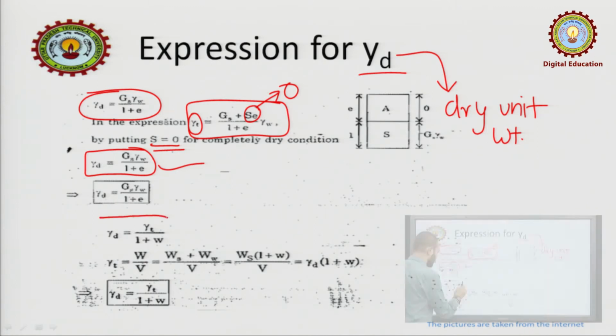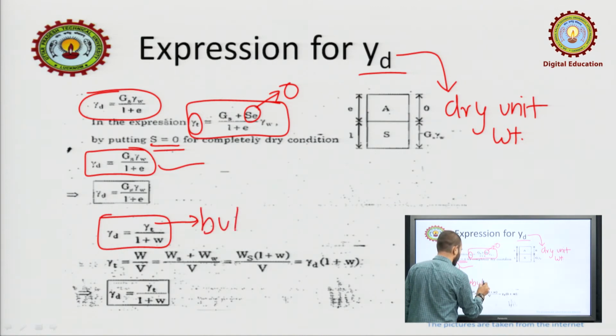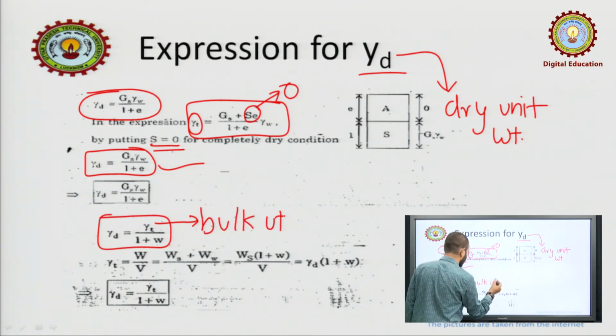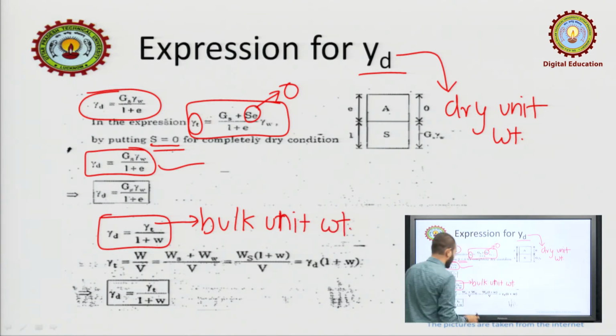The other expression is gamma T upon 1 plus W. What is gamma T? If you remember, I told you it is the bulk unit weight. So, we can say that this expression gives us the relation between gamma T and gamma D. Now, how is this formed? Let us see. You know that gamma T is W by V. Again, this will be Ws plus WW and this is total V. Let's not bifurcate it. We won't be requiring it. Just as we did before, Ws is taken common.